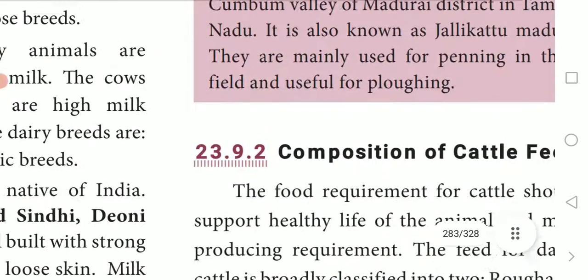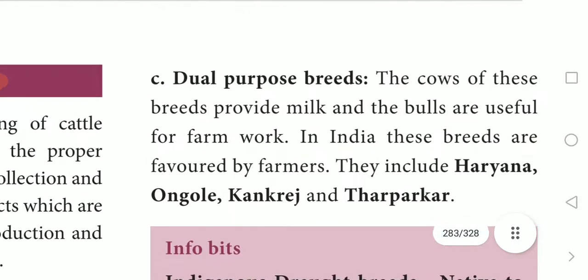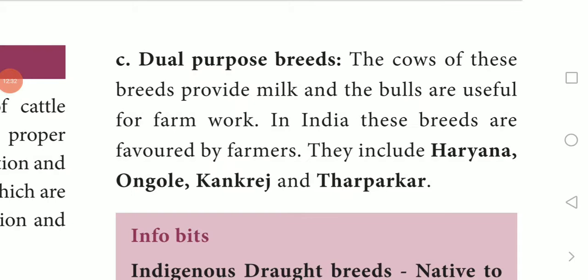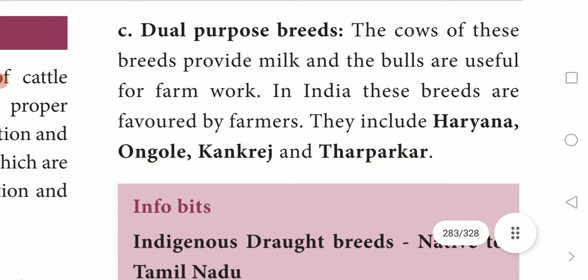Bullocks are good draft animals, while the cows are poor milk yielders. The next topic is dual purpose breeds. The cows of these breeds provide milk and the bulls are useful for farm work. Here, the cows are used for extracting milk, whereas the bulls are useful for farm work. In India, these breeds are favored by farmers.